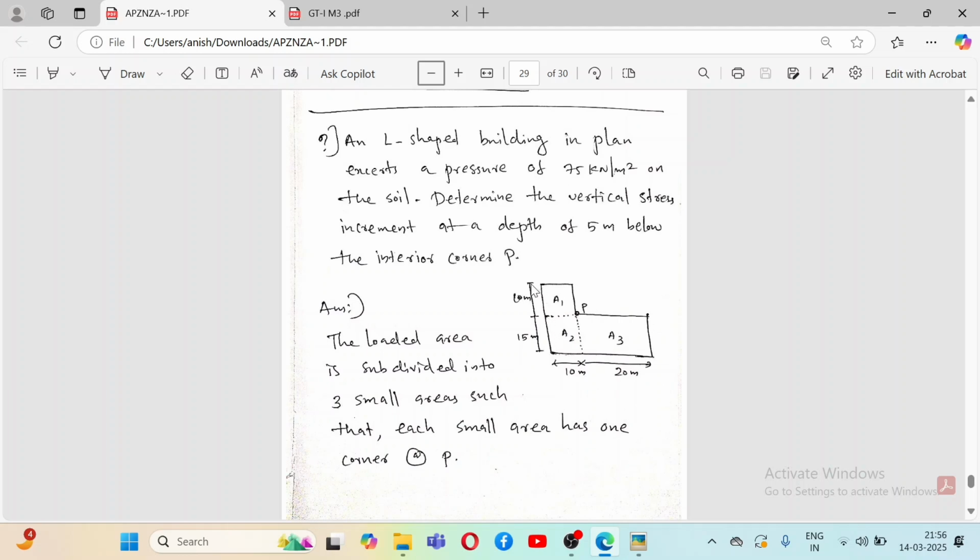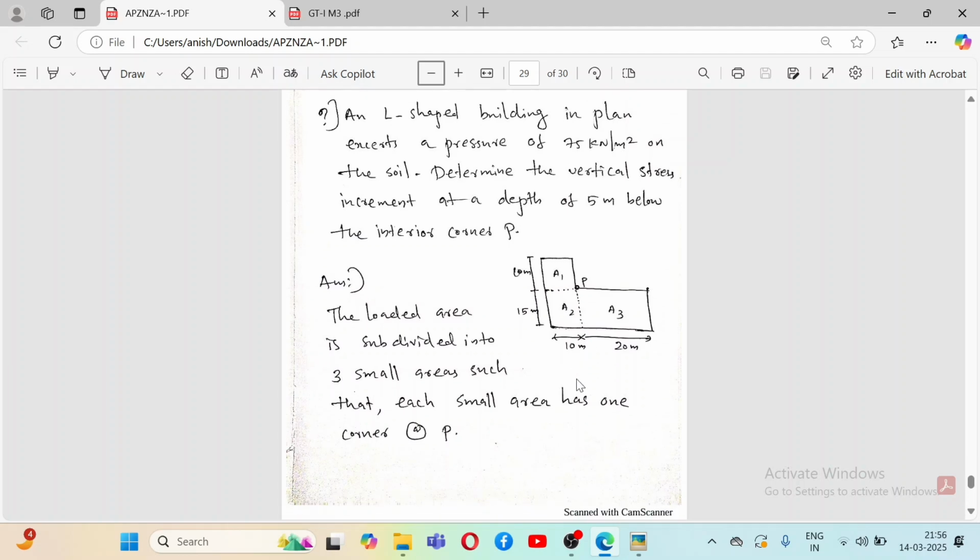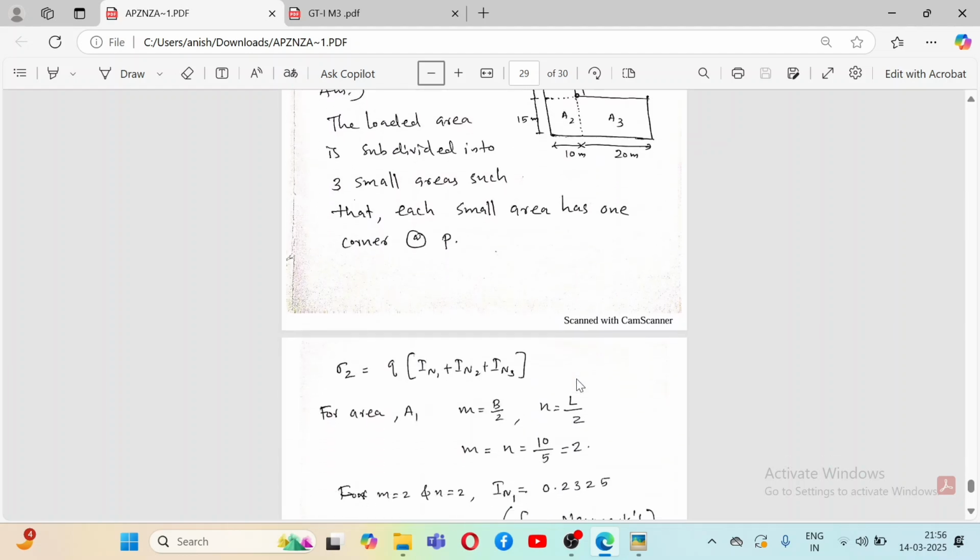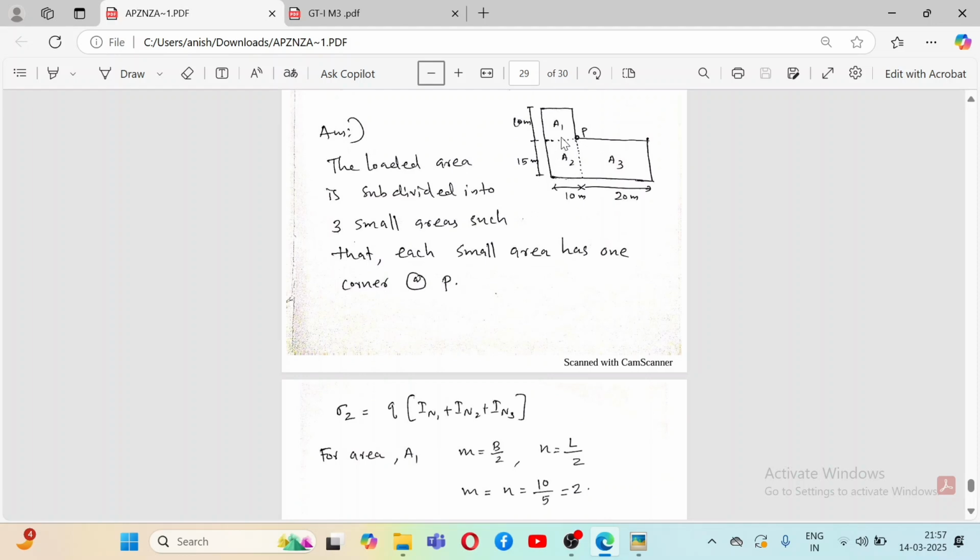From total is 25 meter, here we have 30 meter. So we split this into different rectangles, for example A1, A2, A3. So you have 10 meter here, 10 meter, 15 meter, 10 meter, 20 meter, 50 meter. So vertical stress is equal to Q into IN1 plus IN2 plus IN3. So for area A1, you take M is equal to B by 2 and N is equal to L by 2.